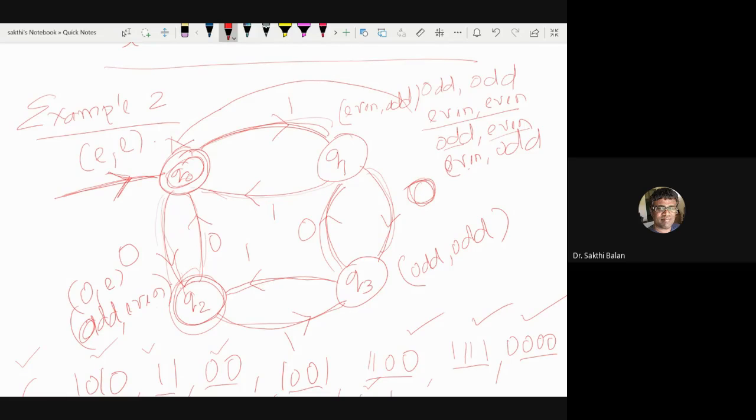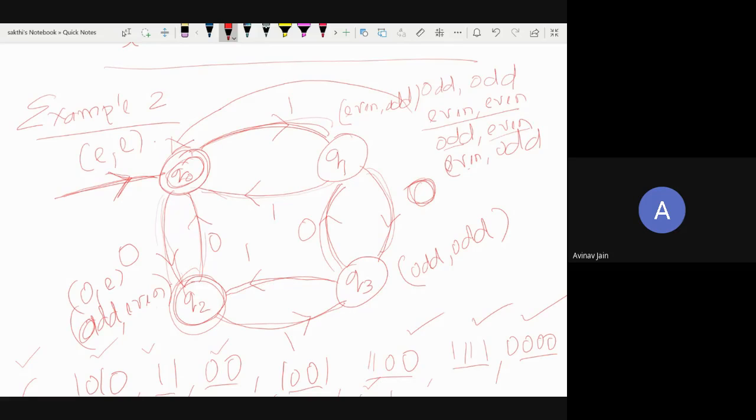But now, can I ask you another question? If I want to find an automata for accepting all the strings with odd number of zeros and odd number of ones, can you tell me what will be the change we need to make here?